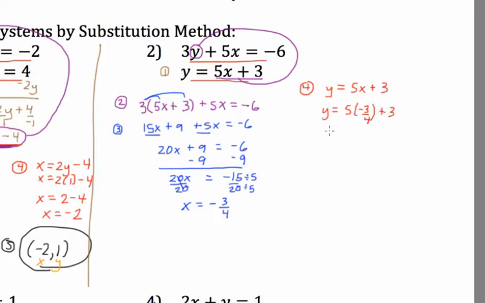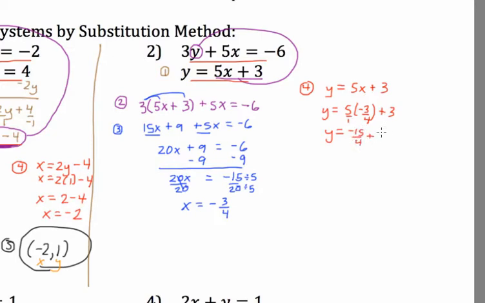Now I'm going to do some icky fraction arithmetic here. I would maybe be tempted just to punch this into my calculator, 5 times -0.75 plus 3, and figure out the decimal equivalent. But I'll show you the fraction. Multiplying fractions is no problem. First you do the top, then you do the bottom.